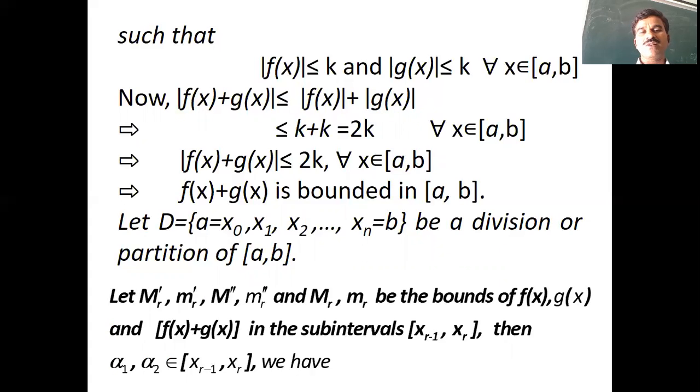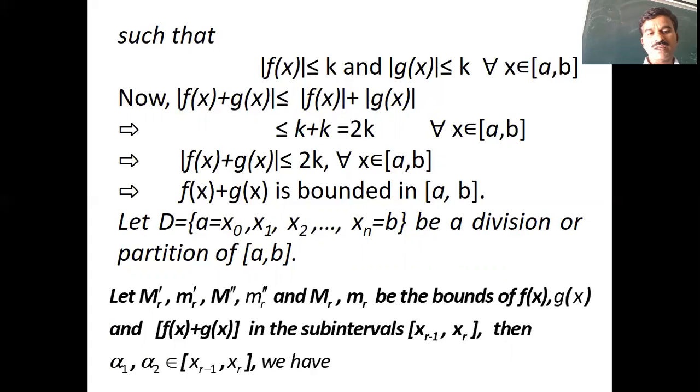By taking the magnitude of f(x) plus g(x), which is less than or equal to the sum of the individual magnitudes, obviously f(x) plus g(x) is bounded in the closed interval AB. That is the part on boundedness, but now we can show R integrability. Let T be a division of AB. Let M_r' and m_r' be the bounds of f(x).